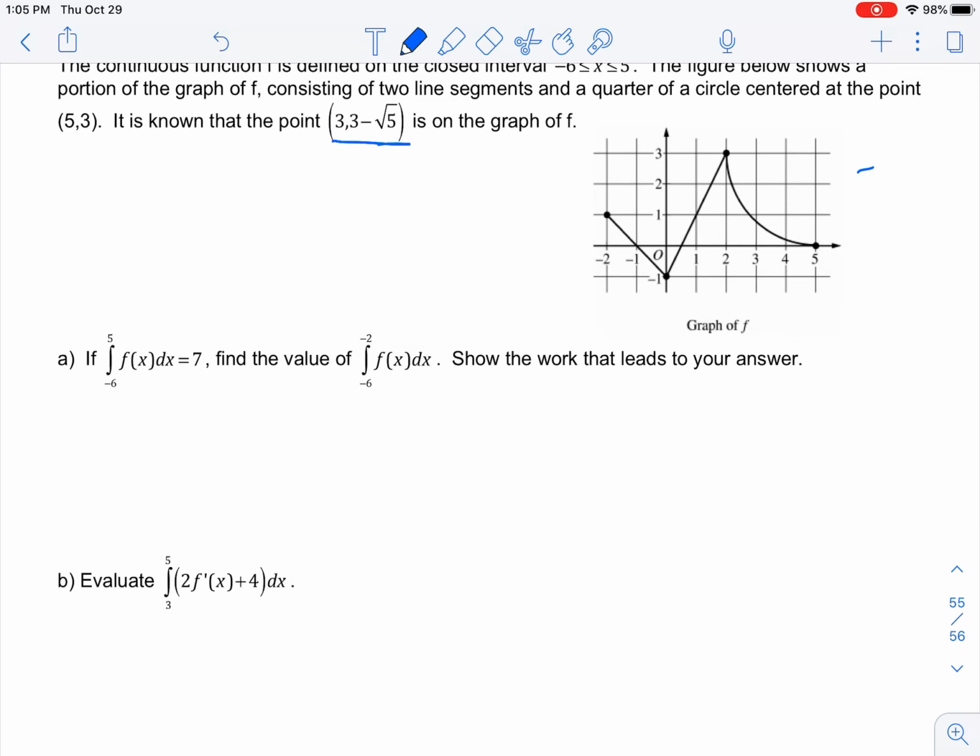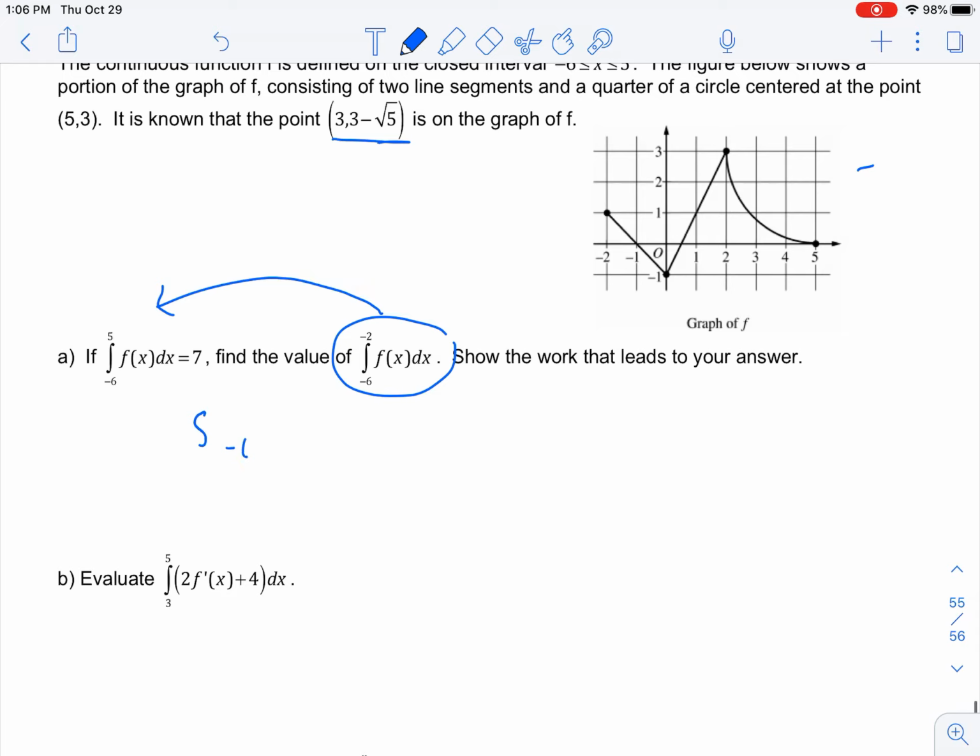Okay, first thing they tell us is the definite integral from -6 to 5. I know we don't see -6 on this graph, is 7, but they want us to find the value of this definite integral. So you're thinking, how can I get from here to here somehow? One of the properties that we learned is that if I connect the two functions in the middle, it'll be equal to the total of the beginning bound and the end bound.